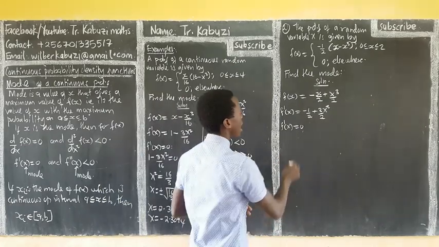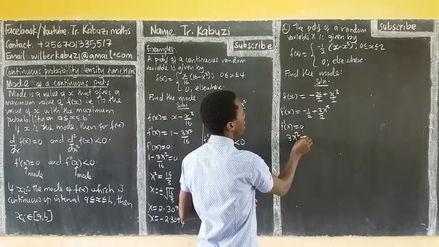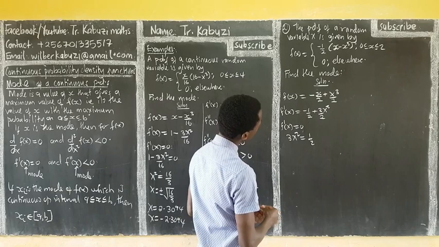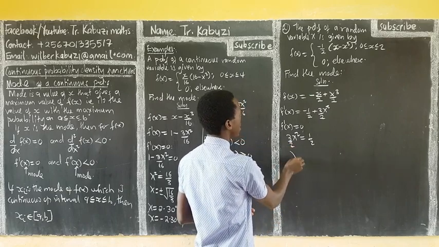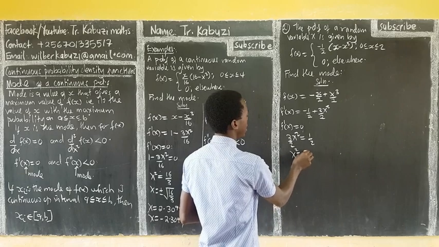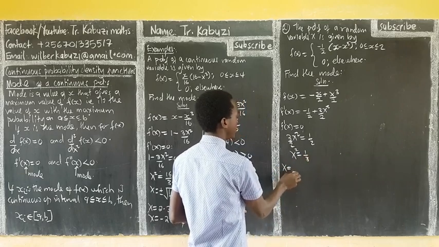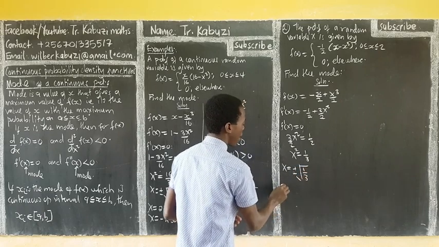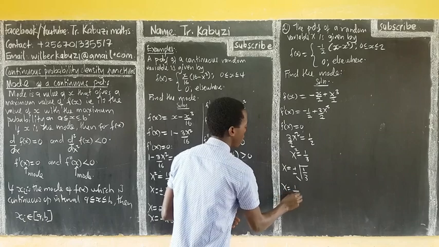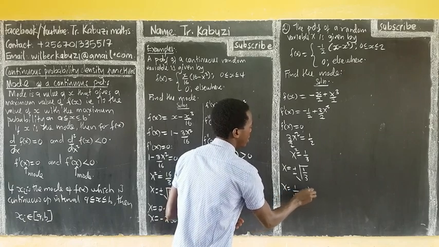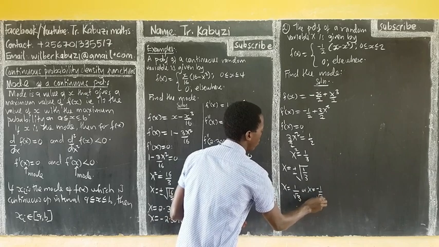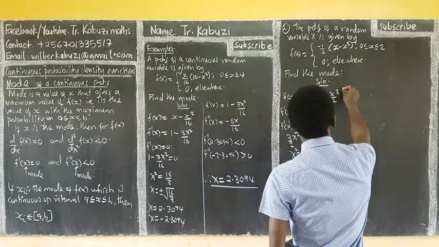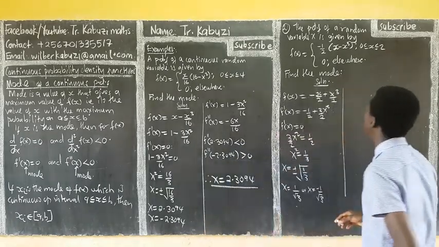So I will have 3x squared over 2 equal to a half. This means now my x squared is 1 over 3 and our x is plus or minus the square root of a third. So we have either x is positive 1 over root 3 or x is negative 1 over root 3, because the square root of this is this. Now use the second derivative test to know which value is going to be our mode.